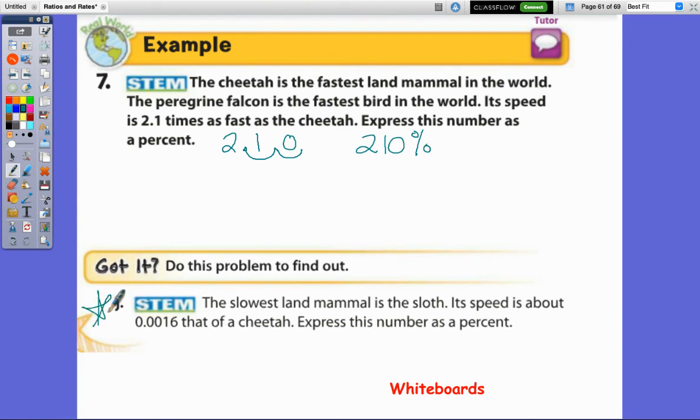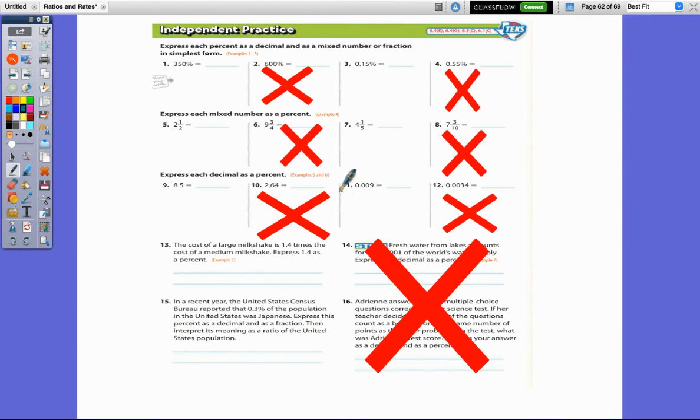Okay, you are now going to do this problem. I know you have these. We are doing these in class. Do not do these right now.